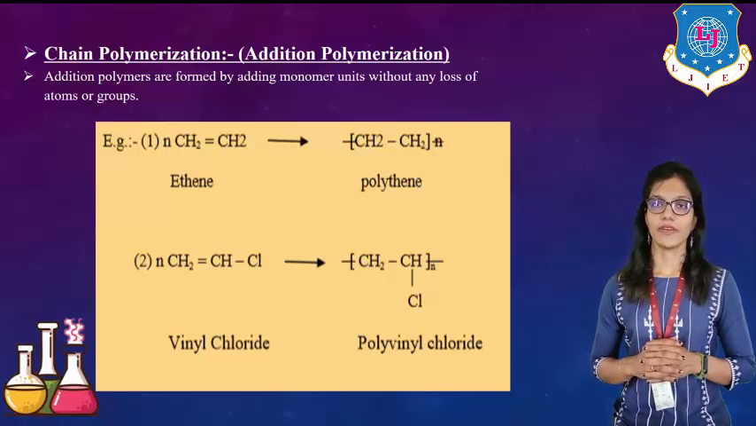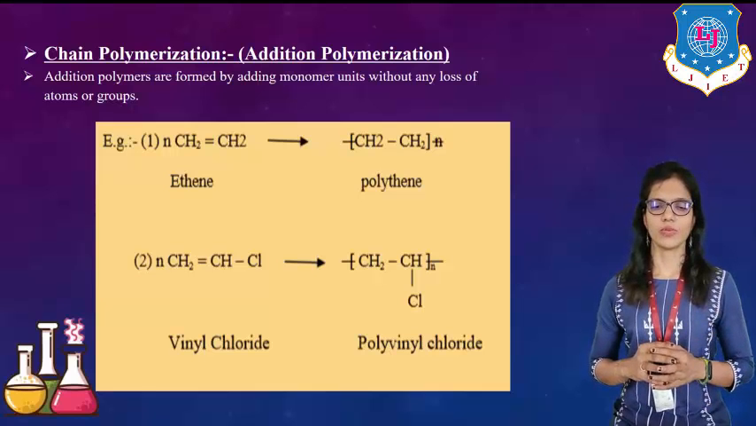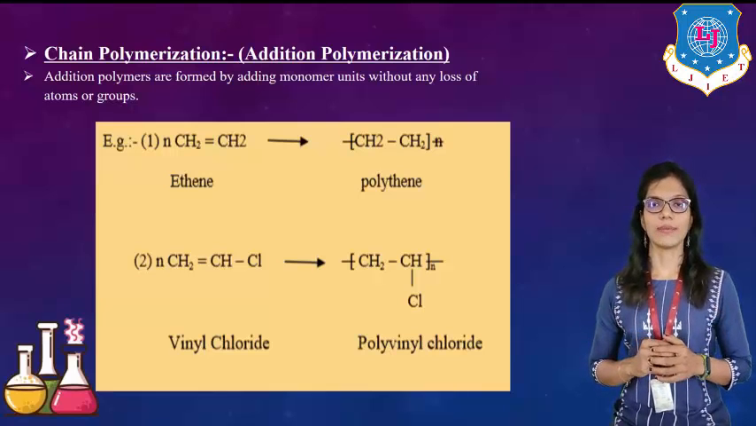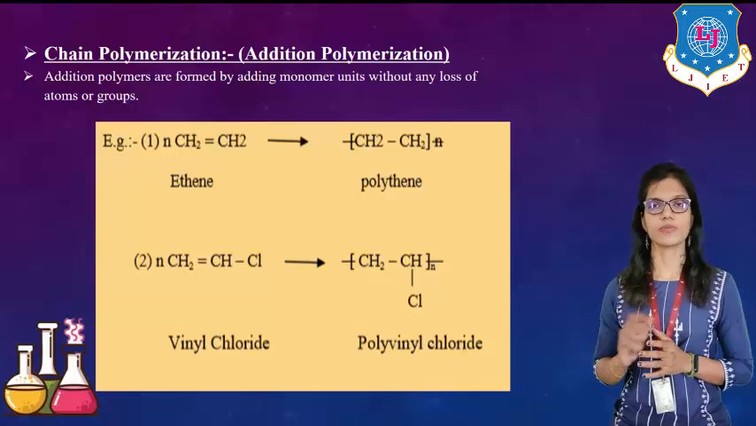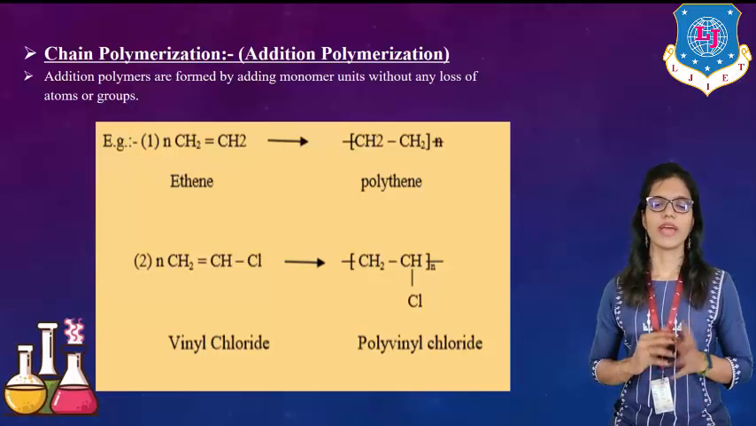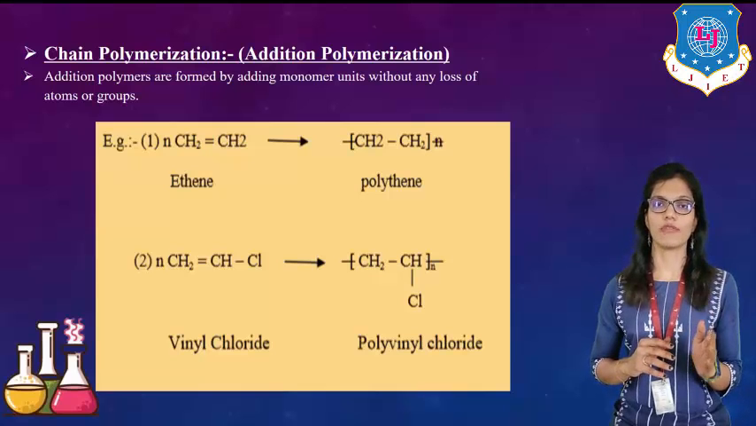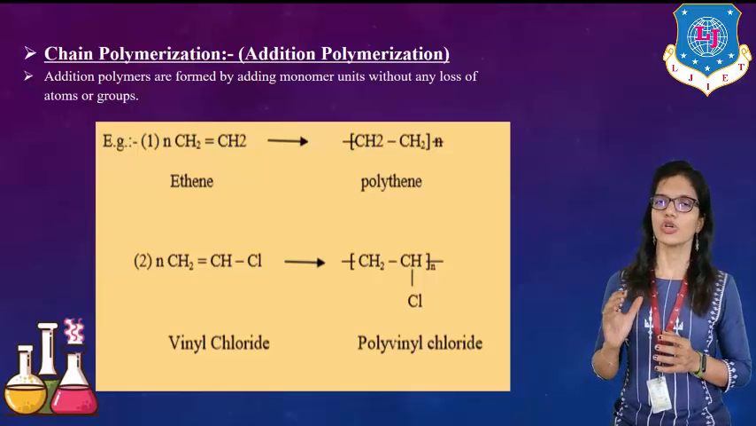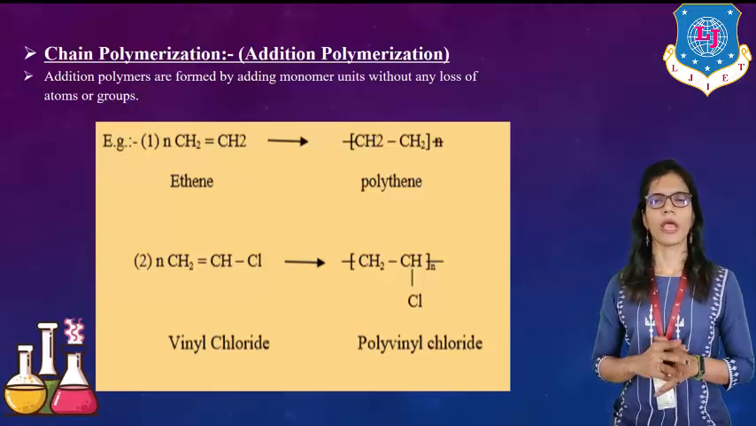In the image, I have given you certain examples in which you can see that n number of ethene monomers combine with each other to form polyethene, right? As you can see, n number of CH2=CH2, which is the structure of ethene, combine with each other and form polyethene. Similarly, we have another example of vinyl chloride, CH2=CH-Cl, which is the structure of vinyl chloride. They combine with each other and form a long chain, which is known as polyvinyl chloride.